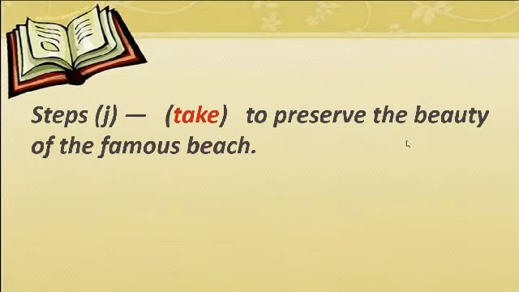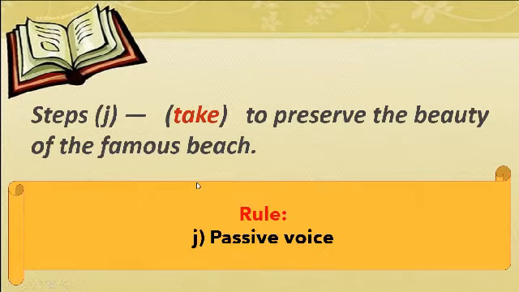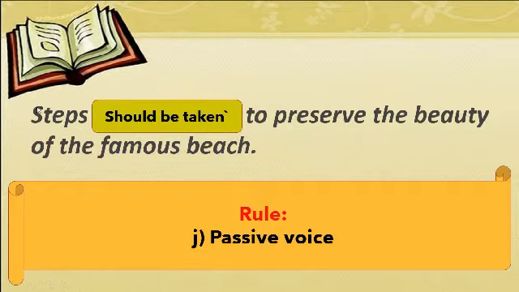Steps (take) to preserve the beauty of the famous beach. Dear students, here the subject is steps and the verb is take. My dear students, you should carefully notice that if the action of the given sentence is not possible for the subject to perform, then the sentence should be written in passive form. So here, it is not possible for the subject steps to take. So the action is not possible to be done by the subject here. That's why we should use the passive form, should be taken. Steps should be taken to preserve the beauty of the famous beach.